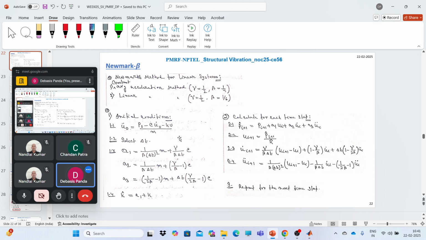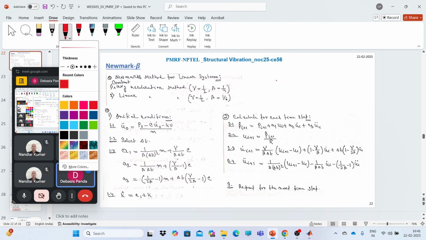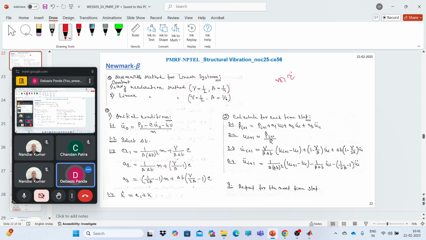First we need to calculate the initial acceleration. From where? Initial acceleration from the equilibrium conditions at ti equals 0. So if we have this equilibrium equation, m x double dot 0 plus c x dot 0 plus k x naught is equal to f naught or p naught, here we can easily calculate the x double dot naught. X or u both represent your states. So from here we can calculate it.